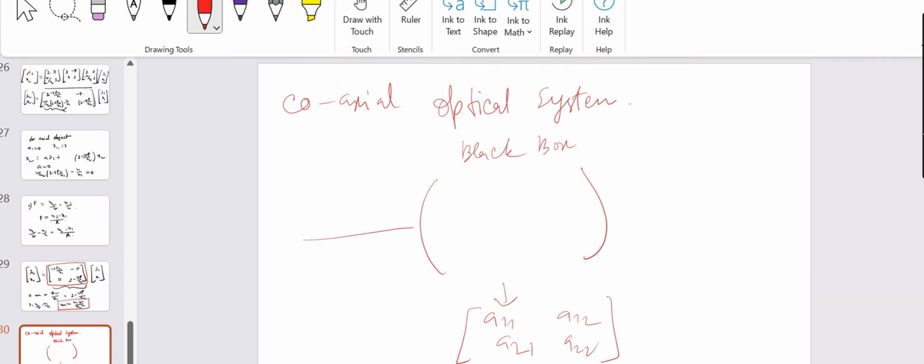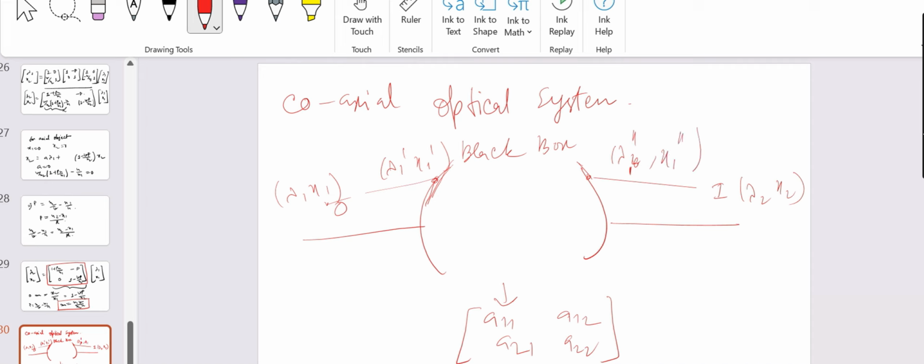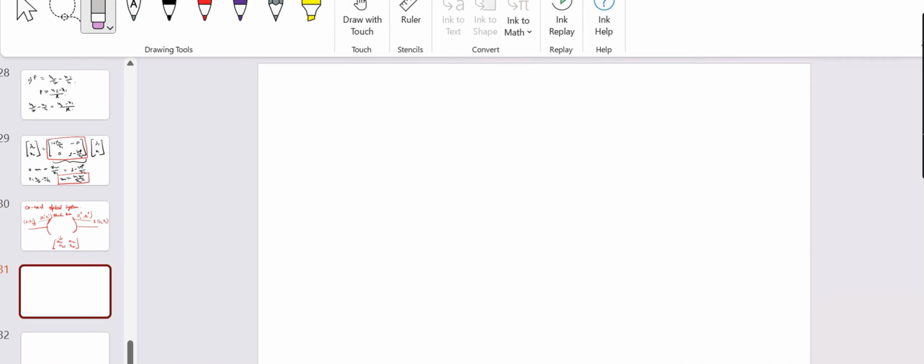So if there is an object O, and this is the black box, and the image is formed at I. So this is lambda 1 x1, again lambda 2 x2. So lambda 1 dash x1 dash at this point, and lambda 1 dash dash x1 dash dash at this point. So our main concern is what will be the matrix.